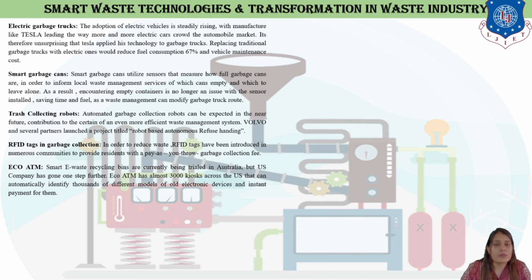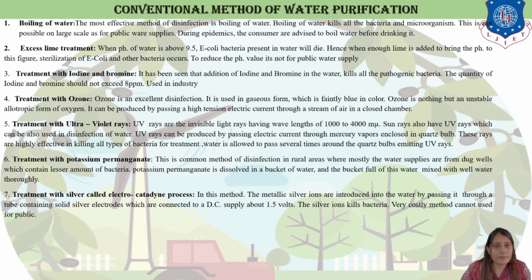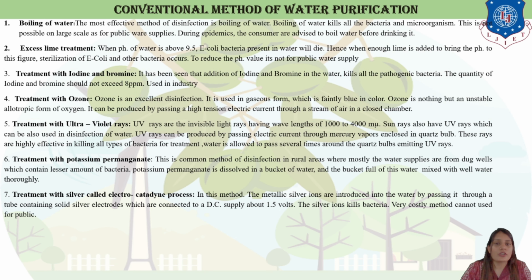But apart from that, we use another method, which is also traditional: the excess lime treatment method. When the pH of water is above 9.5, E. coli bacteria in water will die, when enough lime is added to bring the pH to this figure. Right? So basically, this is not used for the public.